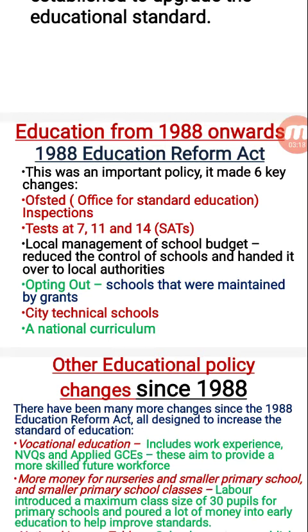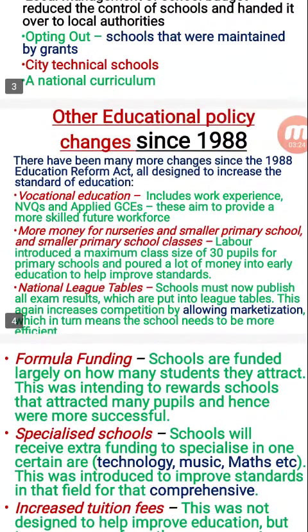Other educational policy changes since 1988. What were they? There have been many more changes since the 1988 Education Reform Act, all designed to increase the standard of education. What were the main salient features they introduced here? Vocational education includes work experience and applied GCEs. These aim to provide a more skilled future workforce.